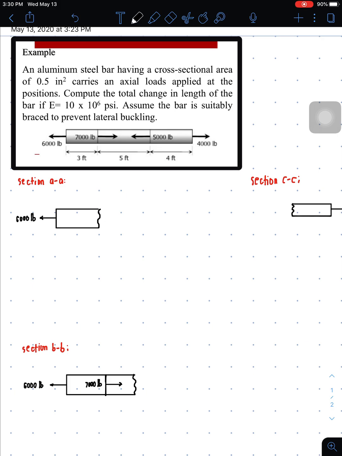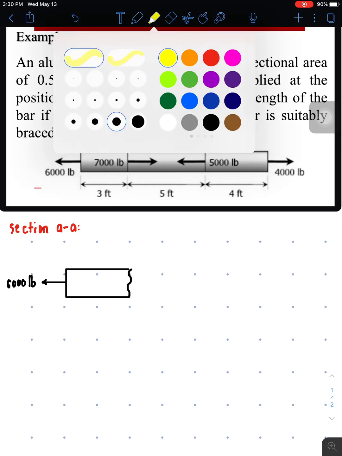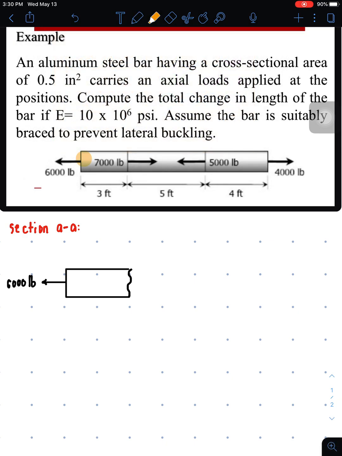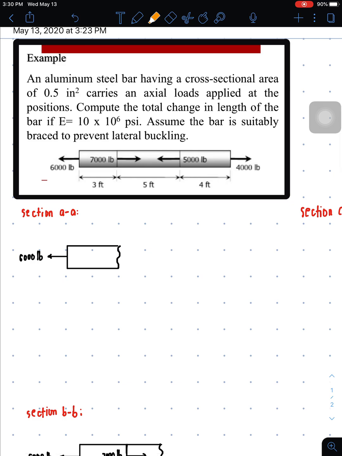So, what is the meaning of lateral buckling? It means something like this, which we don't want to happen to the bar. Sometimes the buckling will be like that, or sometimes like that, or it could be like that. It depends on the mode of failure. But according to the problem, we are going to prevent the lateral buckling of the material, so that's not going to happen.